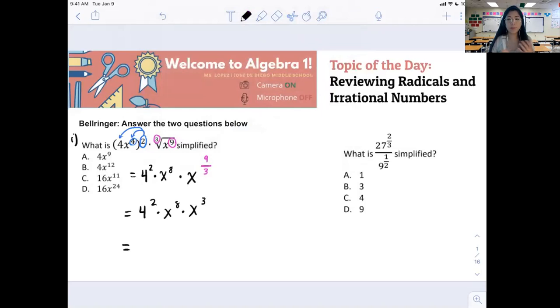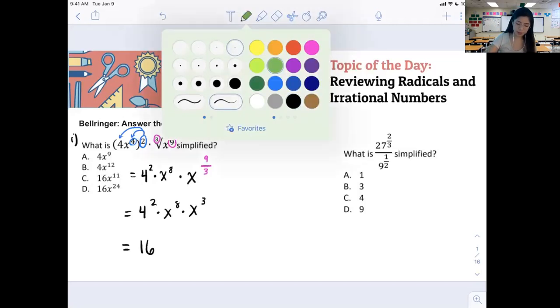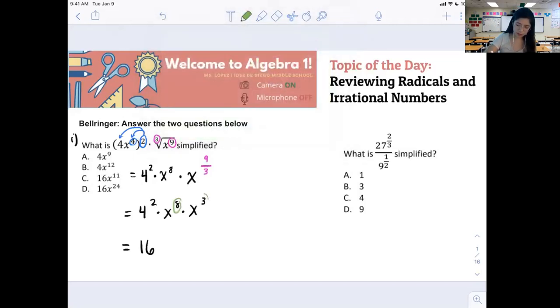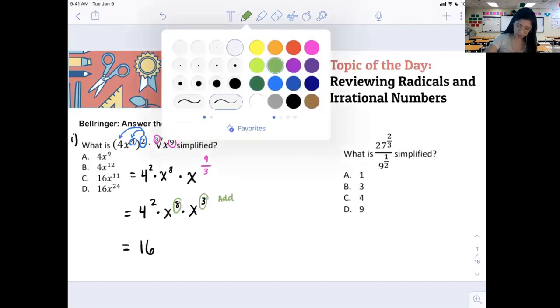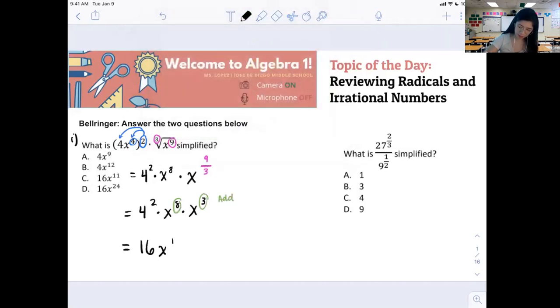Now I can start putting things together. 4 to the power of 2 is what? 8. Oh, careful, not 8. 16. There you go. Remember, it's 4 squared, 4 times 4. And then what can I do between these two exponents? You can add them. Good, we are adding the exponents. So that's x to the power of 11, giving us C.